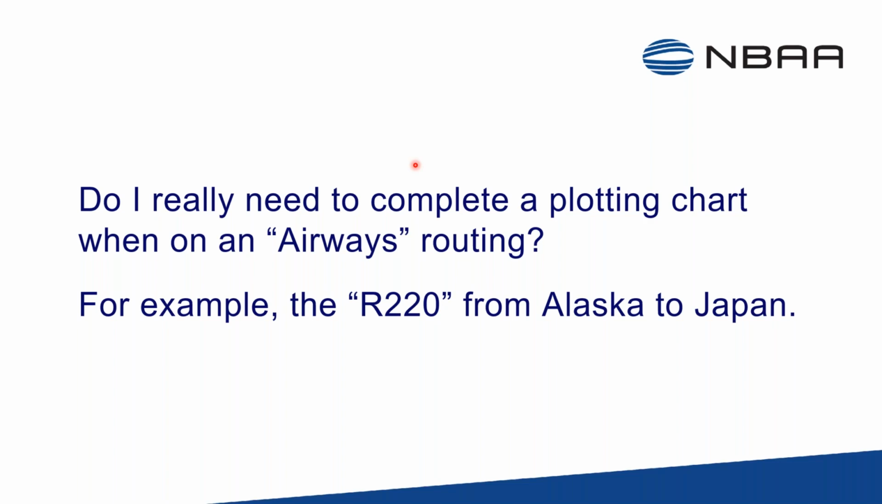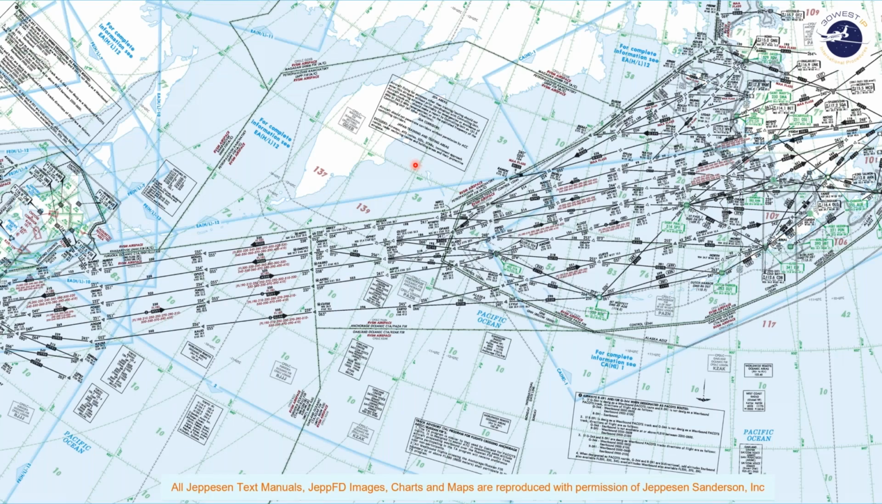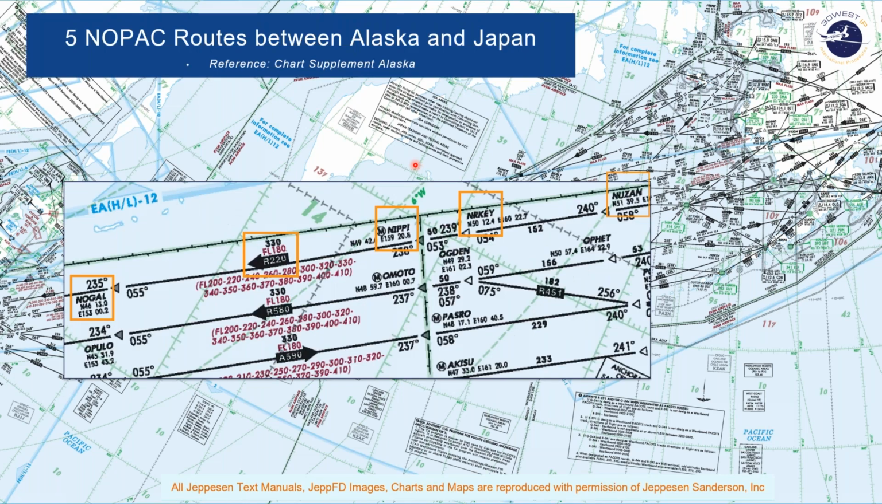So, Mitch, do I really need to complete a plotting chart when I'm on an airways routing, for example the NOPAC R220 from Alaska to Japan? This is another really good question, because I'm not on a track. I'm not acting as a random operator on a random route or a user preferred route. So let's take a look at that. This is the chart showing the North Pacific, what we call the NOPAC, and there are 5 primary routes.